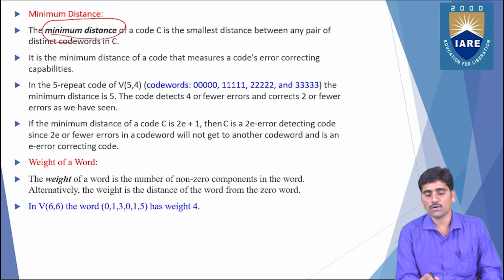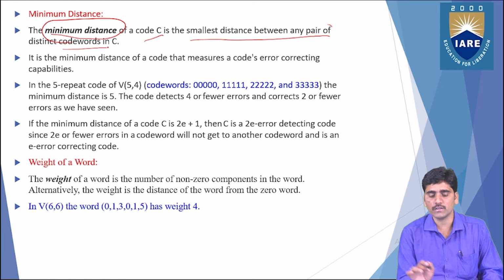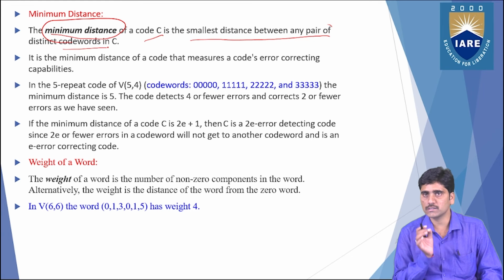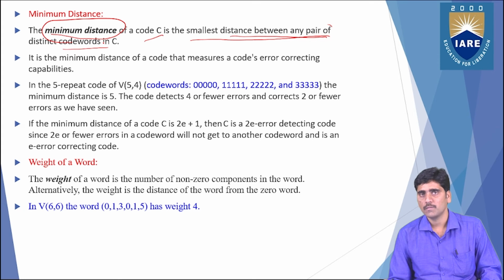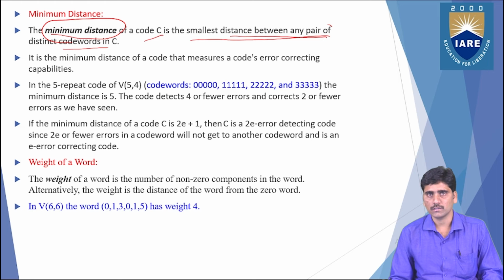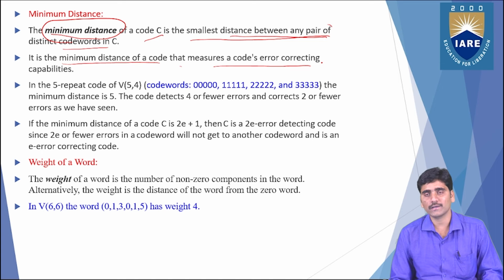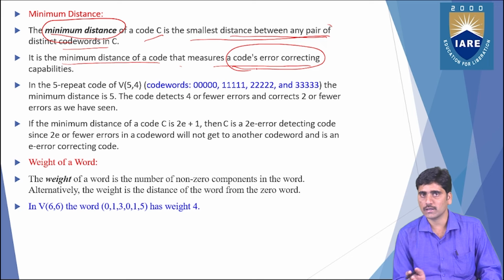So the minimum distance of a code C is the smallest distance between any pair of distinct code words. When you take the number of bits for each distinct pair, the one having the smallest distance gives the minimum distance. The minimum distance of a code measures the code's error correcting capabilities.